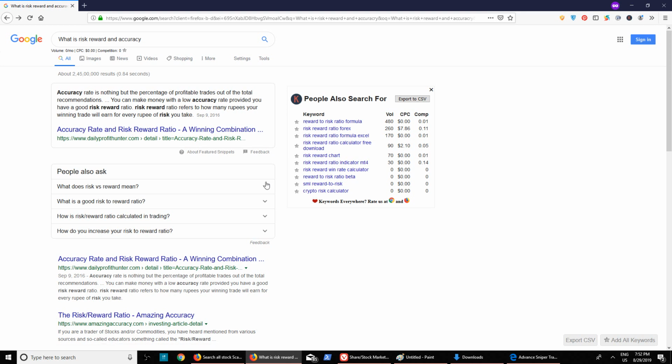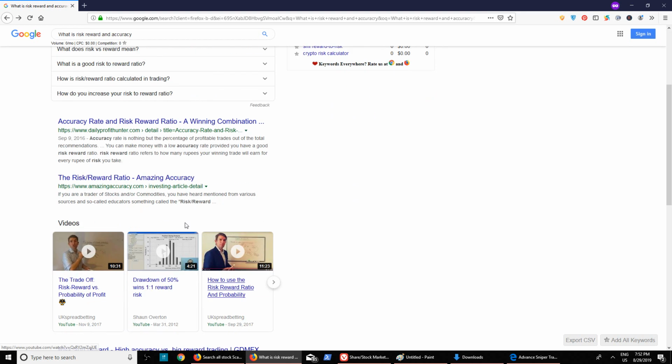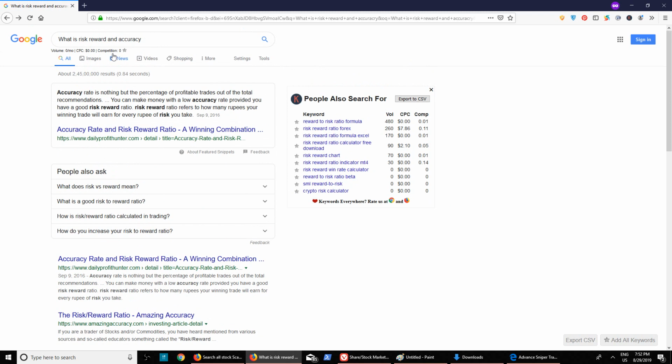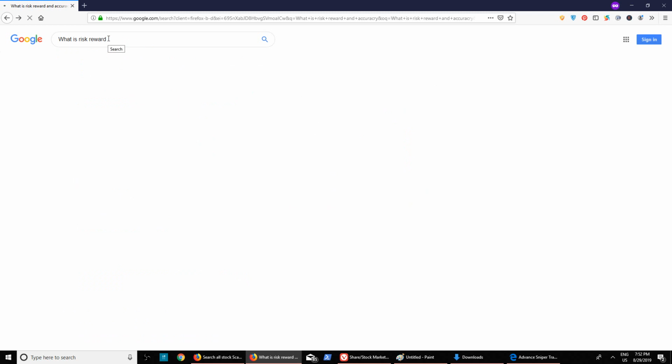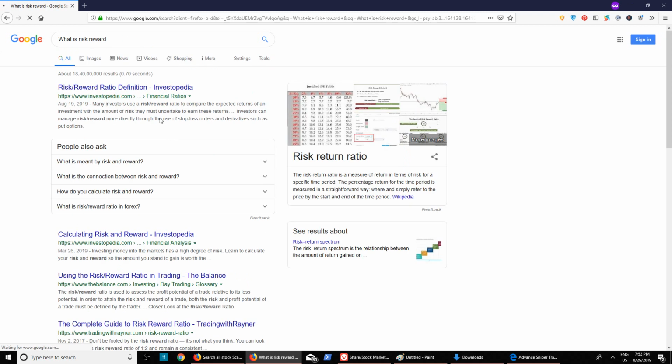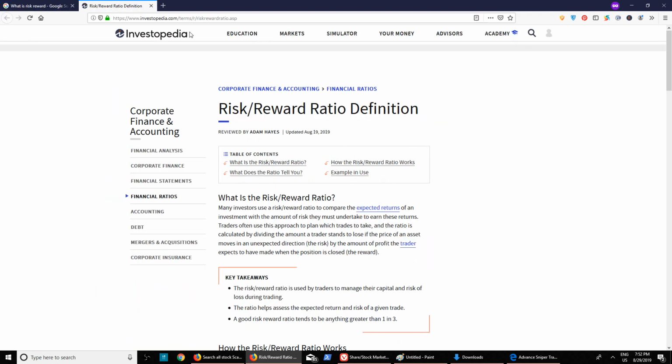So what is risk reward ratio? Basically, risk reward ratio is the risk which you are willing to take in a particular trade, and it's always advisable the risk reward ratio should be more than 1. That is, it should be 1:2 or 1:3, at least more than 1:1.